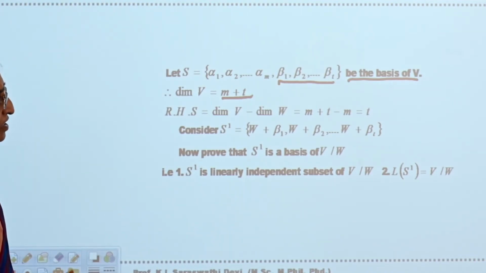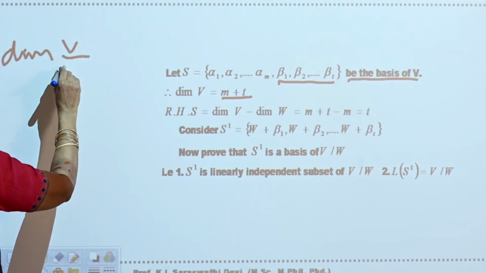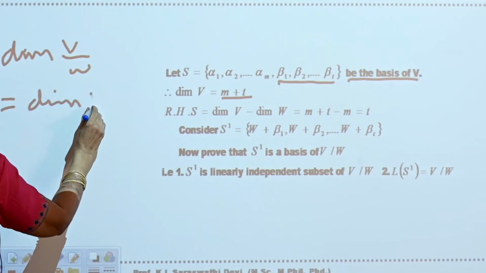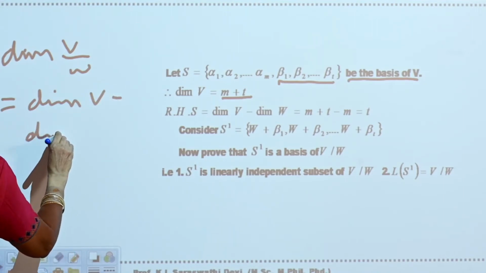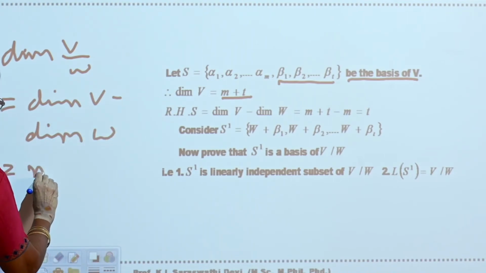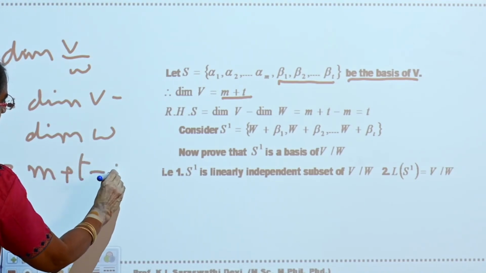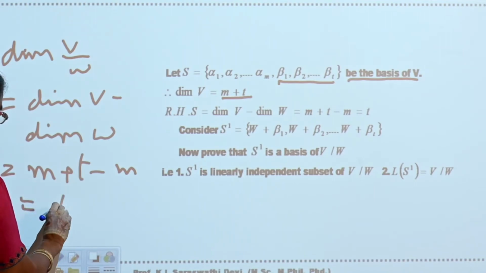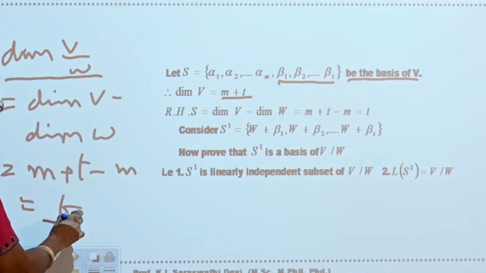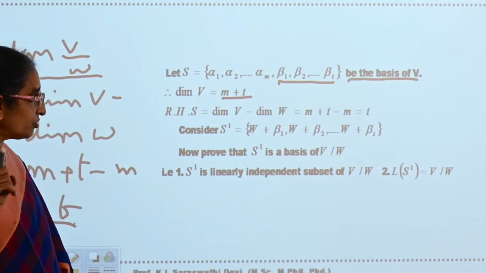Now what is the theorem you have to prove? You have to prove that the dimension of V by W is equal to the dimension of V minus the dimension of W. Is it or not? Now what is the dimension of V? You got it as m plus t. And what is the dimension of W? It is m. So what is remaining? t. That means the dimension of V by W is equal to t. This we have to prove.